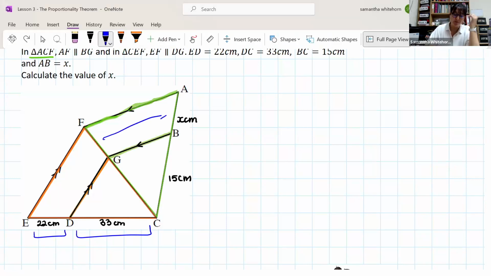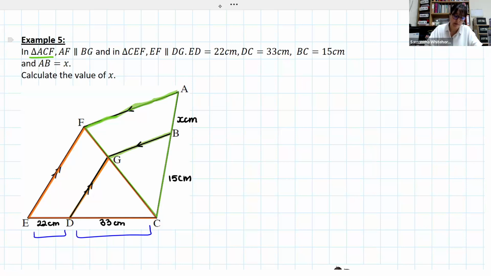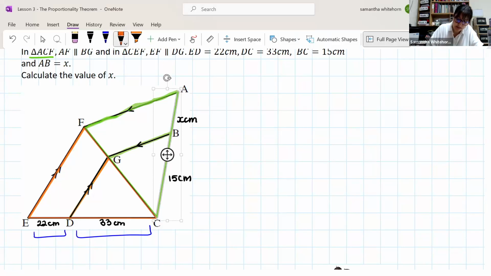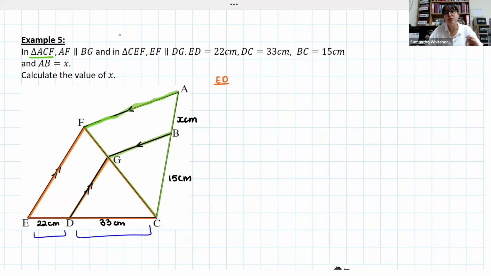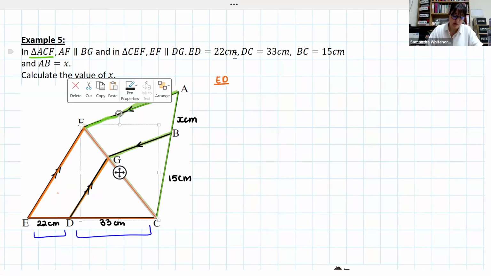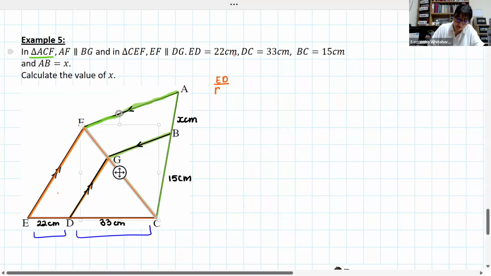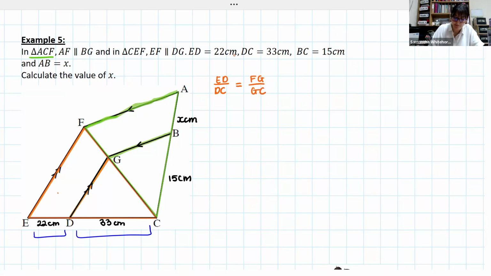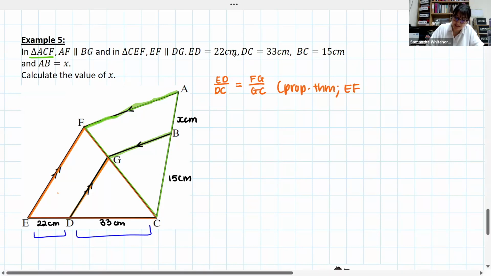I have to get the first bit of information before I can get the second bit of information. Okay, so we're going to start in the orange triangle, and we're going to set up our proportion. So we know that ED, and it doesn't matter what order you choose to do it, I'm starting with ED in my numerator though, because I know that ED will relate to FG, and FG will then relate to AB, and AB is the unknown. So remember I said always try to get your unknown in the numerator. But again, if you did it the other way, it's really not going to make a difference, okay? So ED to DC is equal to FG to GC. Prop theorem. And again, because I'm in my orange triangle, it is EF parallel to DG.